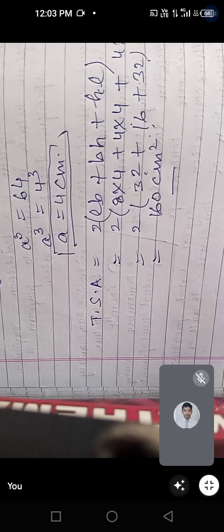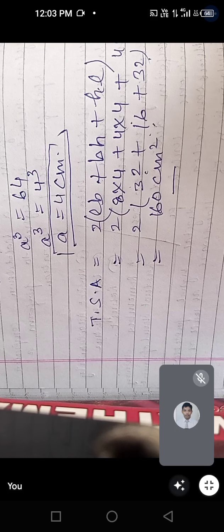Next question, write down. Second question. A vessel is in the form of a hollow hemisphere mounted by a hollow cylinder. The diameter of the hemisphere is 14 centimeters and the total height of the vessel is 13 centimeters. Find the inner curved surface area of the vessel.